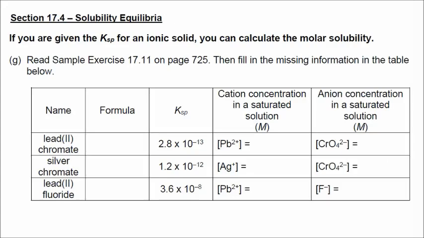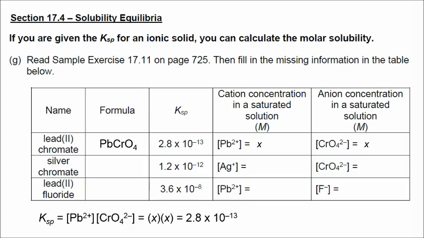All right, our first example is lead chromate. That's PbCrO4. That's a nice simple example to start with because it's a 1-to-1 mole ratio between lead and chromate. So the molar solubility of lead chromate is X, and that's the concentration of lead. It's also the concentration of chromate. Since the KSP equals X squared, we just take the square root of 2.8 times 10 to the negative 13, and that will give us our concentration of both lead and chromate. And that works out to be 5.3 times 10 to the minus 7.